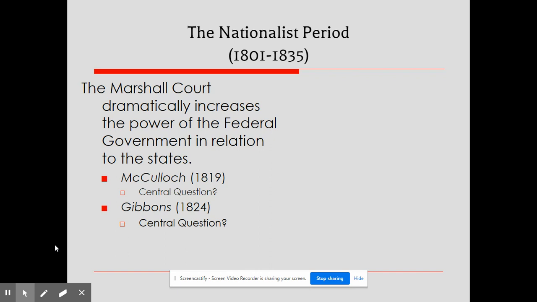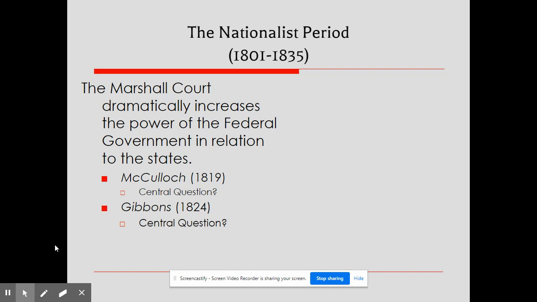The second question involves where this bank is located. The bank they create is in the state of Maryland. And Maryland then thinks, well, we should be able to tax this bank because it is sitting on our land and therefore subject to our state taxes. And the federal government is going to reject this notion. And so this case makes its way to the Supreme Court.